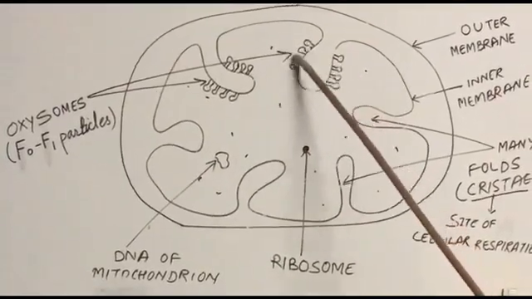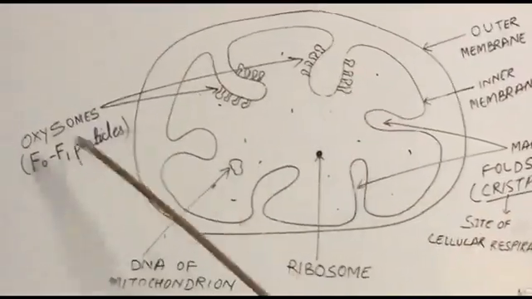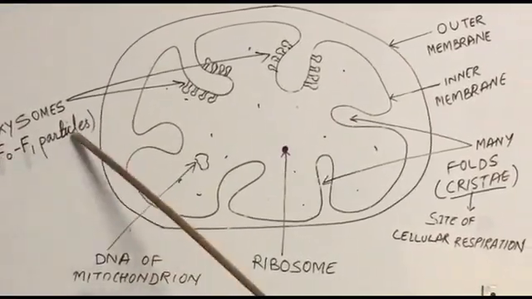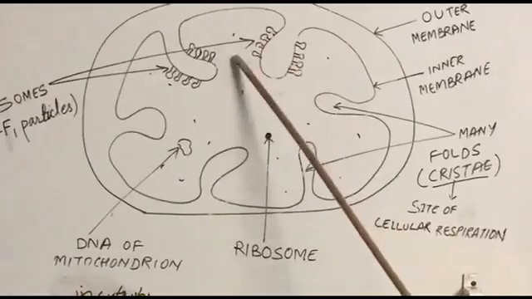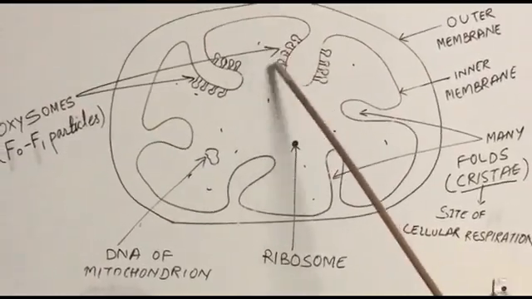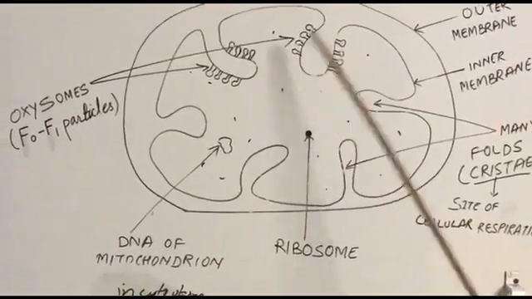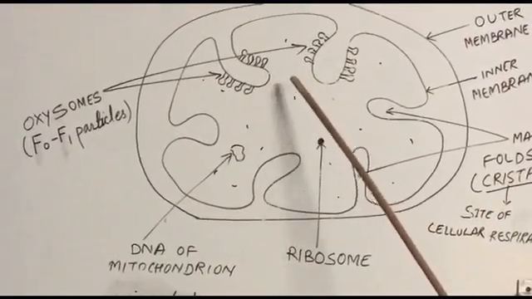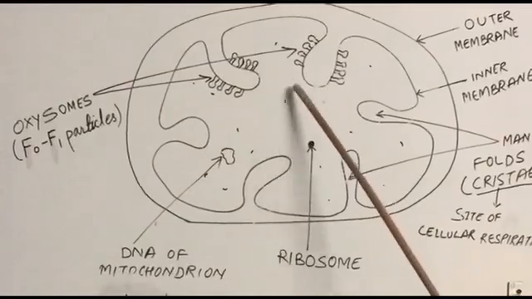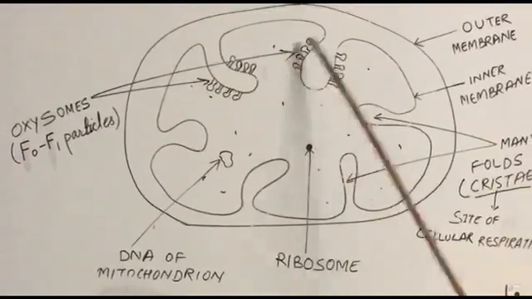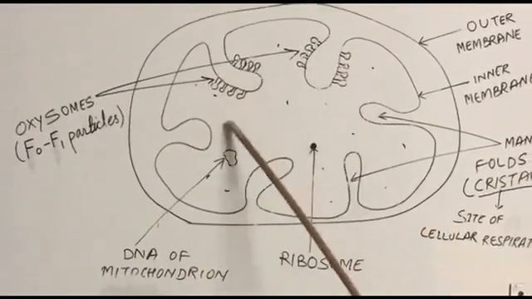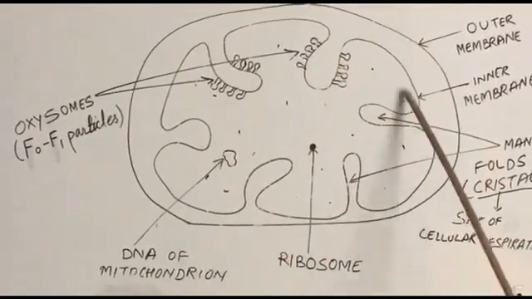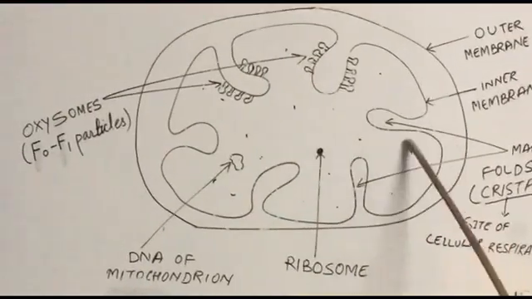These folds have some structures called oxysomes, otherwise known as F0, F1 particles. These oxysomes are the places where ATP is produced. ATP is known as the energy currency of the cell. Since cellular respiration takes place here in the mitochondrion, the mitochondrion is known as the powerhouse of the cell.